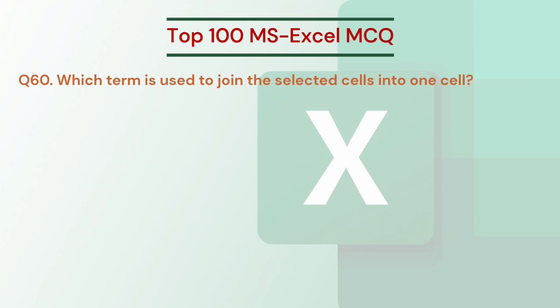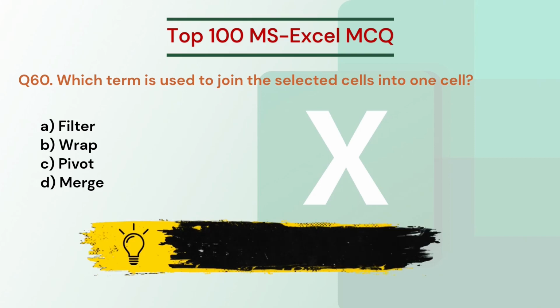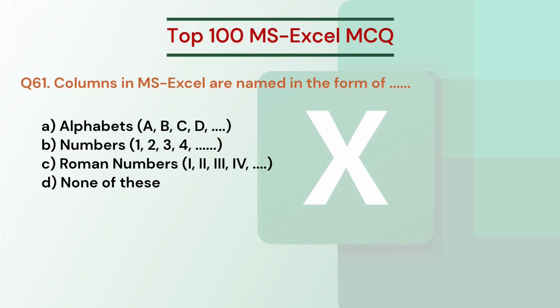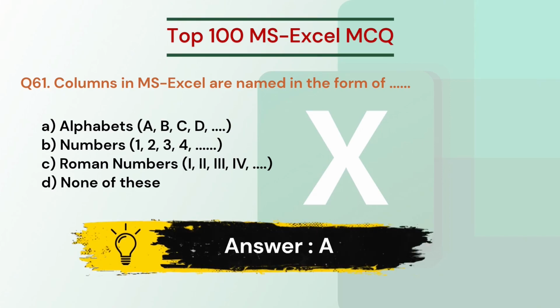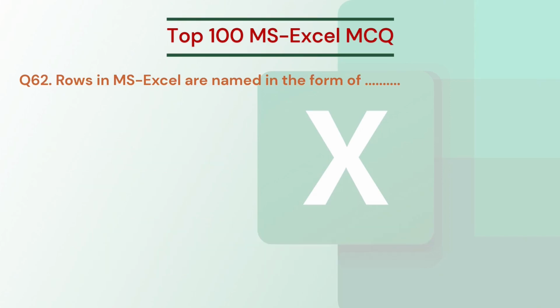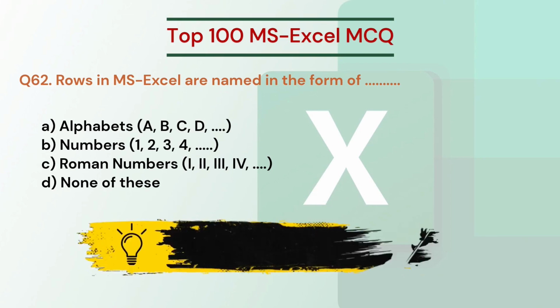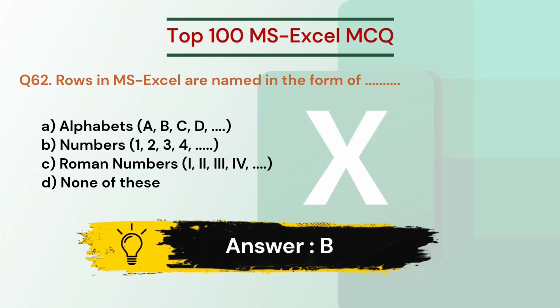Which term is used to join the selected cells into one cell? A. Filter. B. Wrap. C. Pivot. D. Merge. Correct answer is D. Merge. Columns in MS Excel are named in the form of dash. A. Alphabets. B. Numbers. C. Roman numbers. D. None of these. Correct answer is A. Alphabets. Rows in MS Excel are named in the form of dash. A. Alphabets. B. Numbers. C. Roman numbers. D. None of these. Correct answer is B. Numbers.